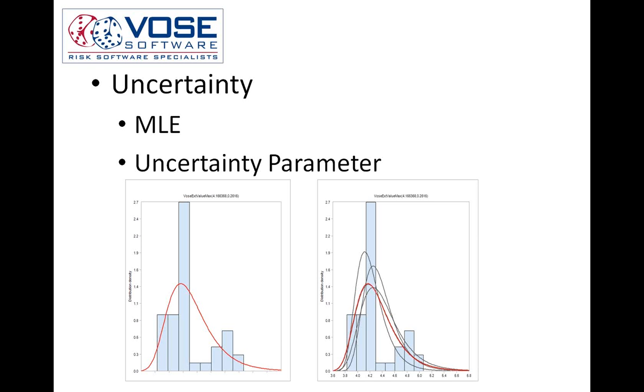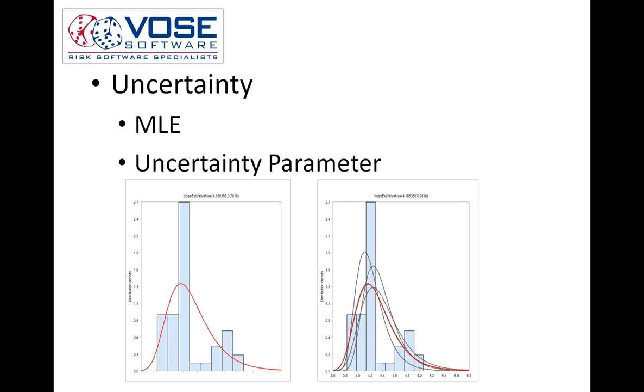A very important feature, completely unique to ModelRisk, is the idea of uncertainty. This applies for copulas, time series, and distributions. When we do an MLE, or maximum likelihood estimate fit, we're finding the parameters that most closely create a parametric distribution to fit the data.